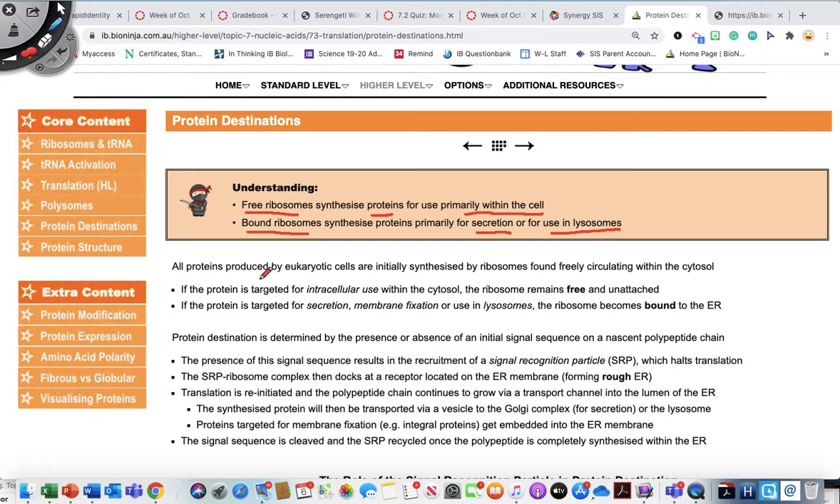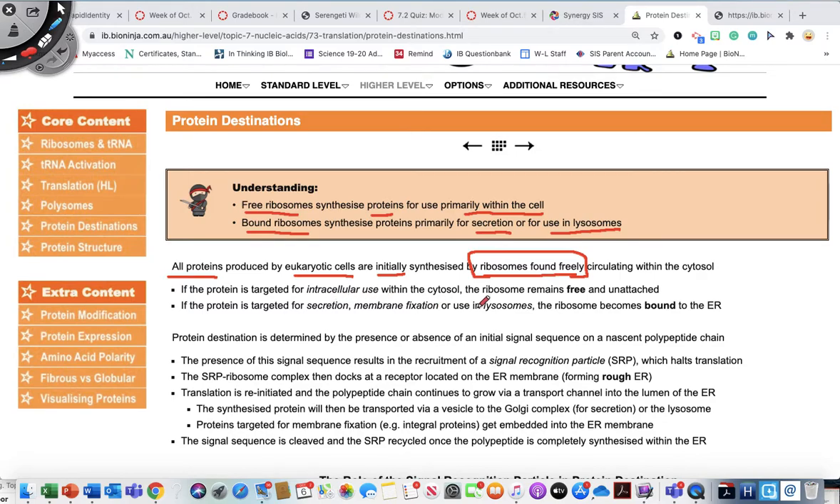So remember that all proteins produced by eukaryotic cells are initially synthesized by ribosomes that are found freely. So that means that these bound ribosomes are not bound initially. They become bound because of a process that you're going to see in a minute. So all ribosomes start as free ribosomes that are circulating in the cytosol. Okay, and then what I said, right?